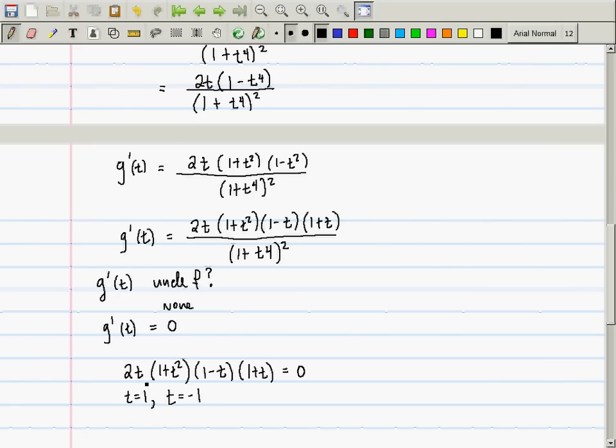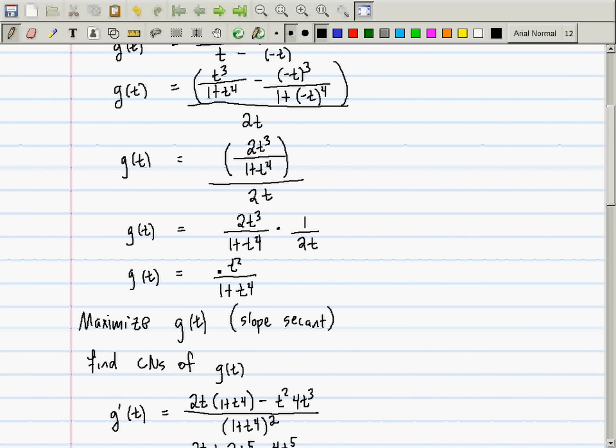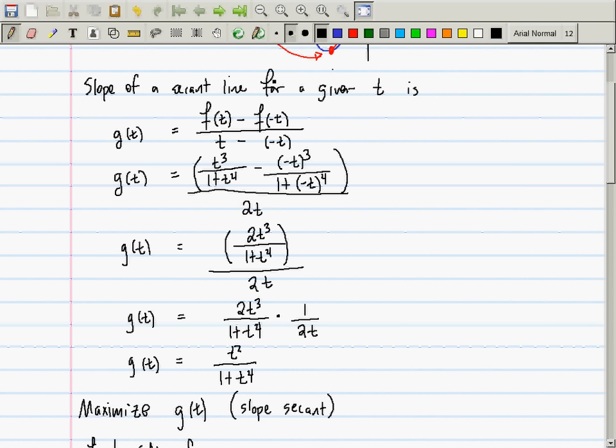Why can't it? What is g? What does g represent here in this problem? The slope of a secant line. The slope of a secant line between two different points, right? Between positive t and negative t. If I choose t is 0, is that two different points? No, it's not two different points. So then one thing you need to see in this problem is that this, of course, is the slope of the secant line for a given t, right? What is the domain? A given t, which is positive.